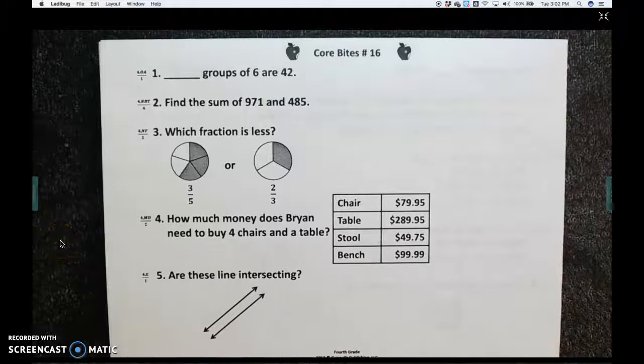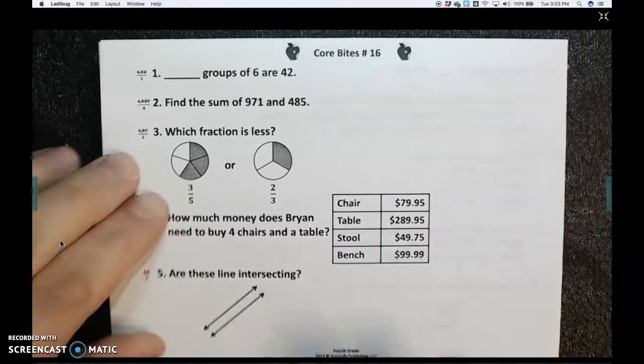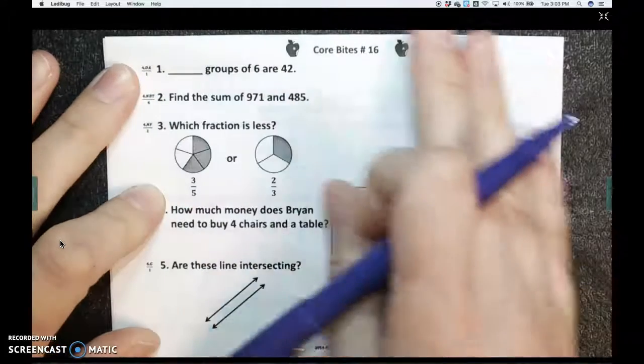All right, everybody, these are your answers for Core Bites number 16. So make sure you check your answers and double check everything, okay?